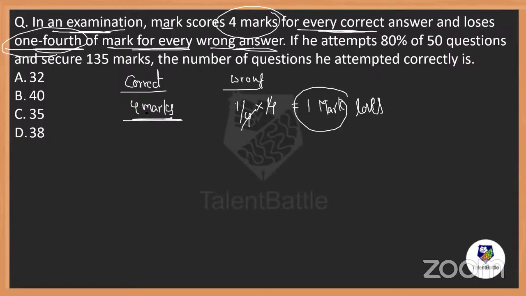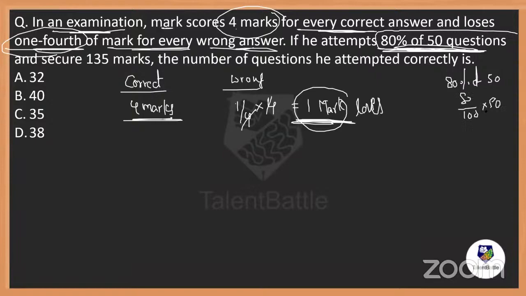He will get 4 marks if he answers correctly, and he will lose 1 mark if he attempts it wrong. Now, if he attempts 80% of the 50 questions, how many questions did he attempt? 80% of 50 is 40. You can write it as 80 divided by 100 into 50. So he attempted 40 questions.